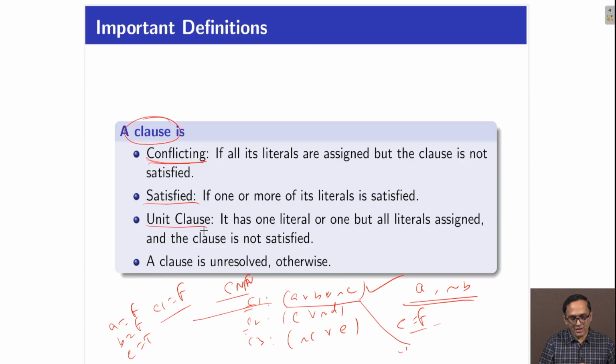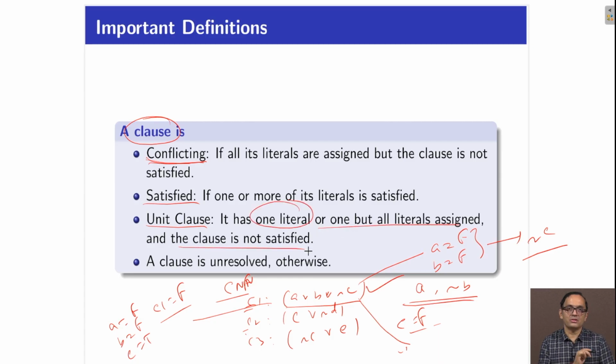And then a unit clause: if you assign A equal to false and B equal to false, this clause reduces to not C. So this becomes a unit clause, because all literals are assigned except one, and the clause is still not satisfied. If you assign C equal to false, or A equal to true, it would become true.